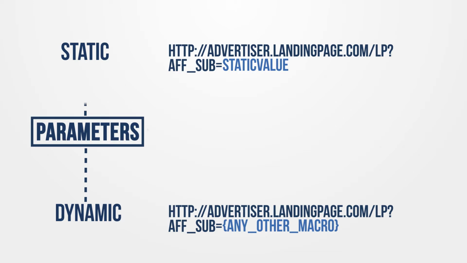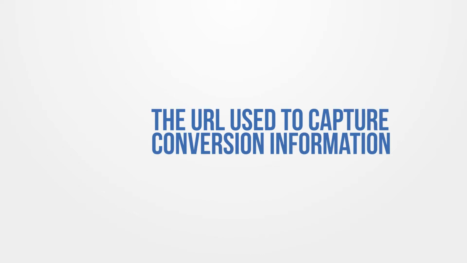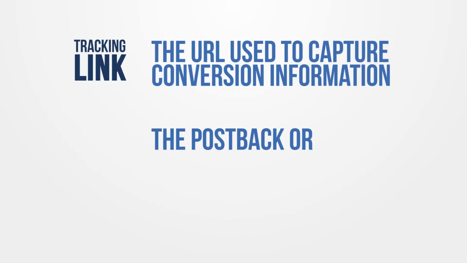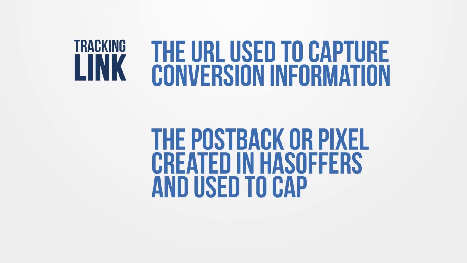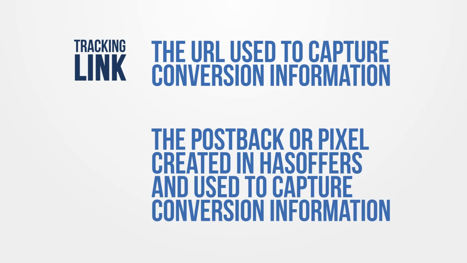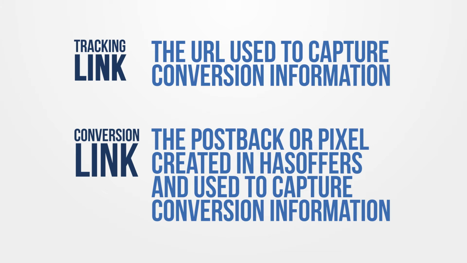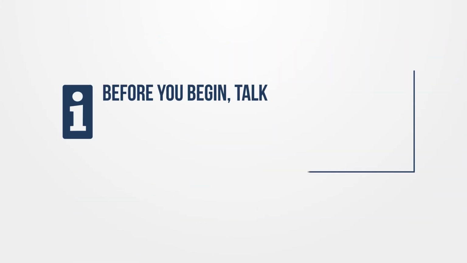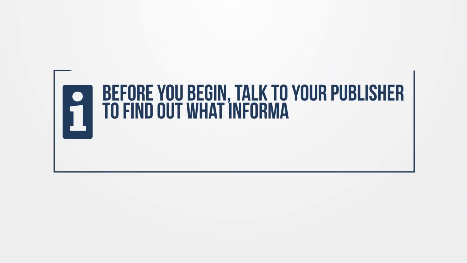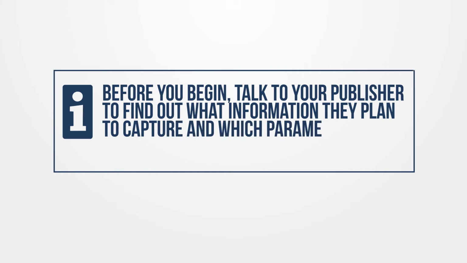click or conversion. The URL used to capture click information is called a tracking link. The postback or pixel created for offers and used to capture conversion information is known as the conversion link. Before you begin, talk to your publisher to find out what information they plan to capture and which parameters they'll use to gather it.